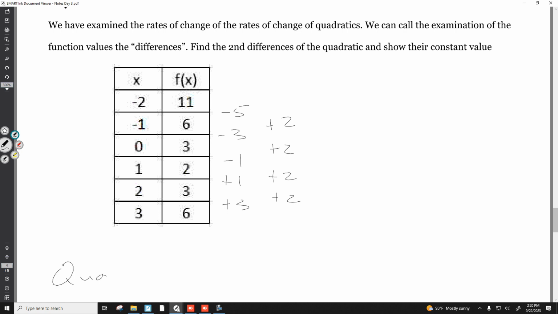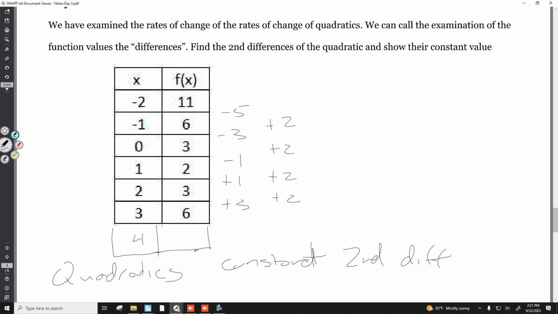Quadratics have constant second differences. Guess what? Cubics have constant third differences. Fourth degree polynomials have constant fourth differences. Now, really quickly, I have a challenge for you. If this was 4, what would be the y value? Go.